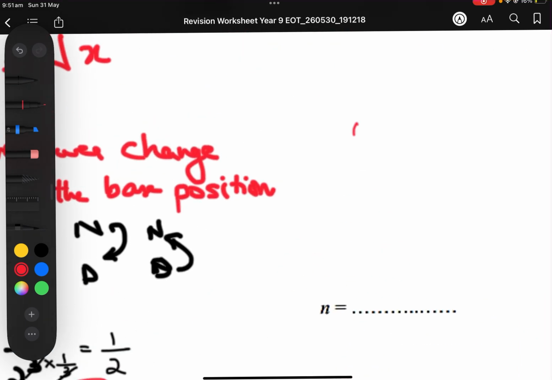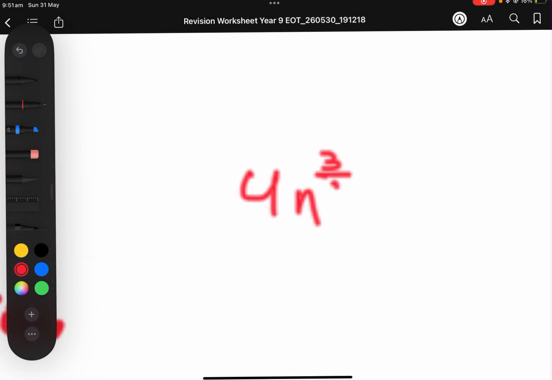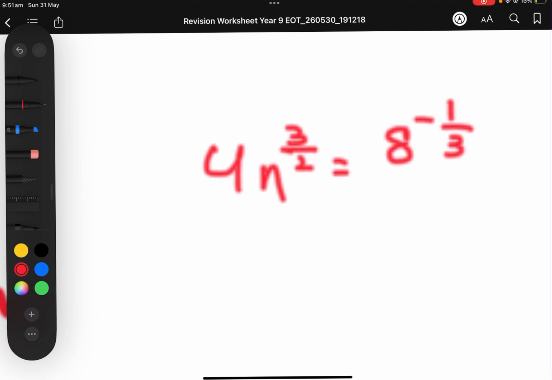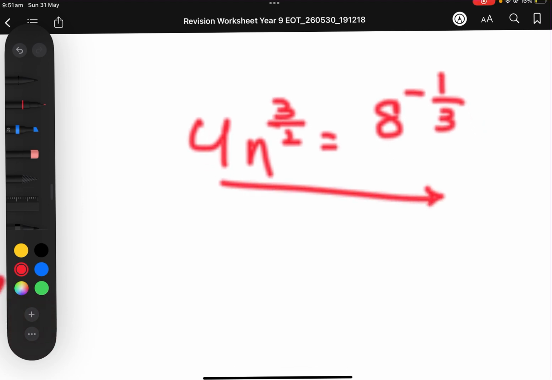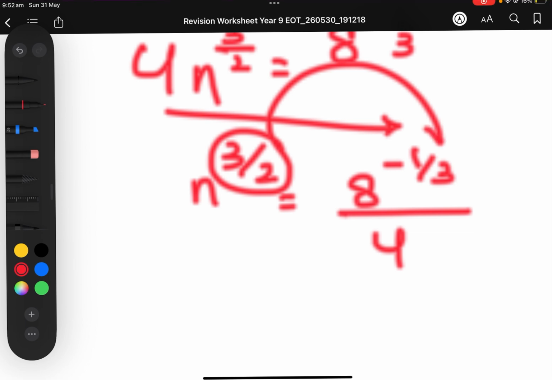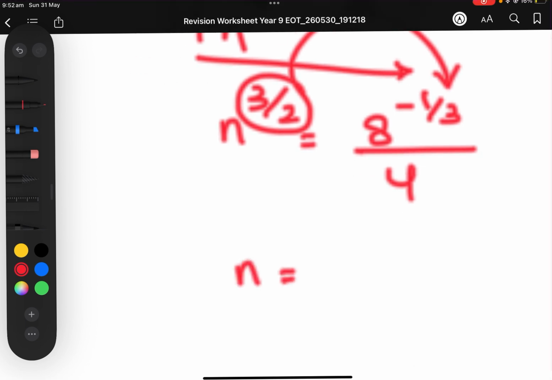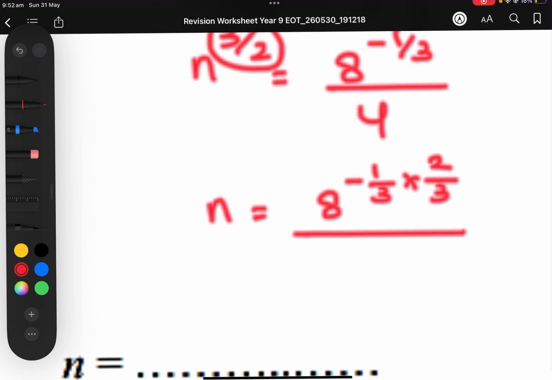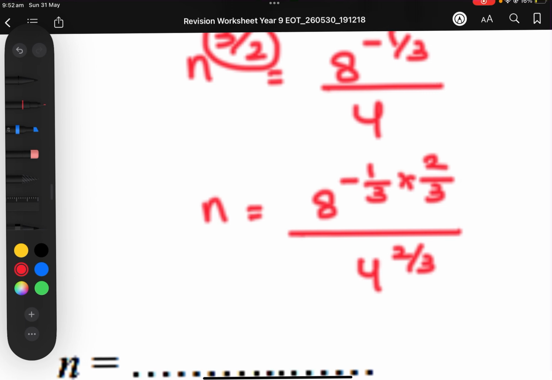Another way is 4n to the power 3 by 2 is equal to 8 to the power minus 1 by 3 is given. First send this 4 down because he wants you to find n. So send this 4 down. 8 to the power minus 1 by 3 is here. 4 goes down. Then send this power over to this side. So n is equal to 8 to the power minus 1 by 3. The power becomes 2 over 3, divided by 4 to the power 2 over 3 is what you have.